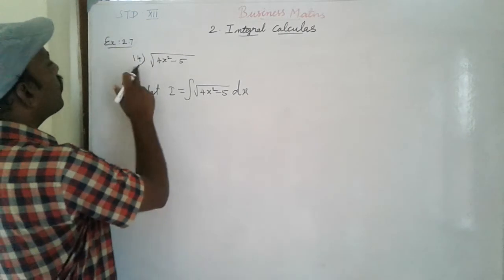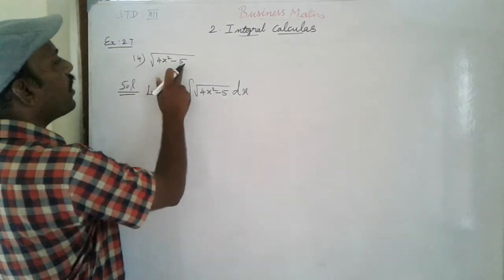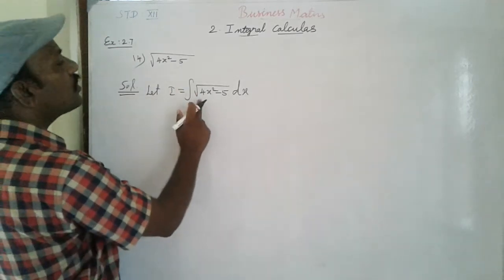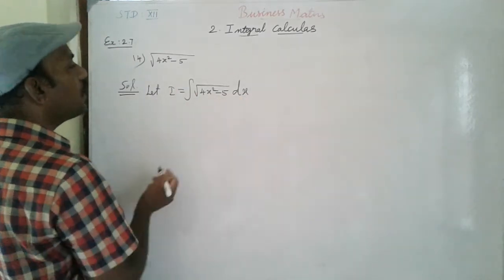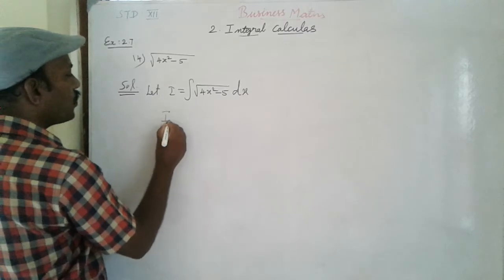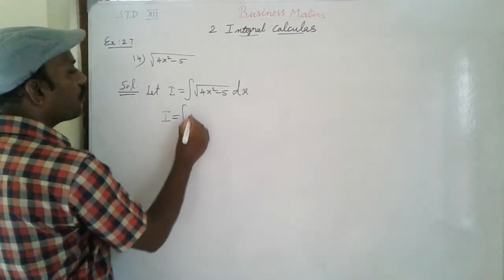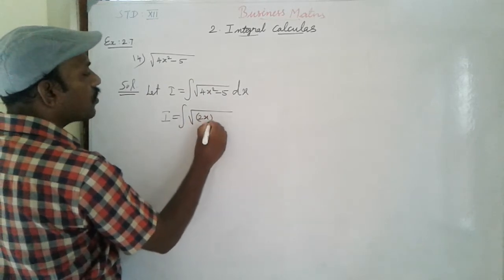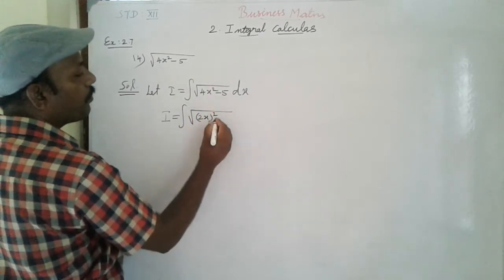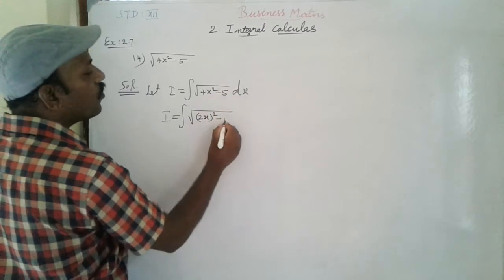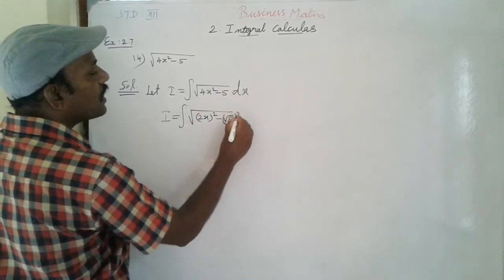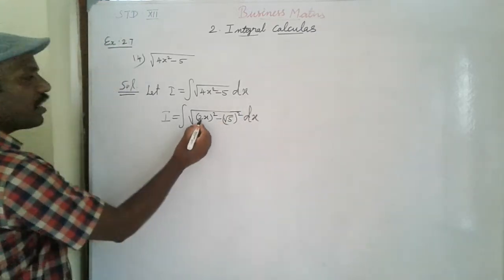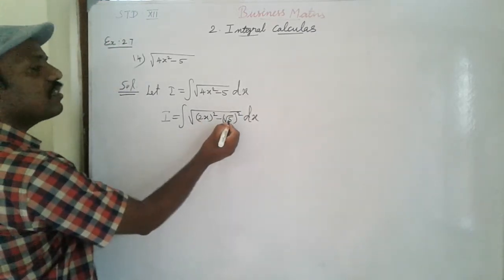Exercise 2.7, question 14: root of 4x square minus 5. Integrate this value. Solution: let I equal to integral square root of 4x square minus 5 into dx. I equal to integral square root of 4x square, we should write 2x whole square. 2x whole square is 2 square, 4x square, minus 5 is root 5 whole square. Root 5 whole square is what? 5, into dx. So we know the formula, this is mx, this is a.